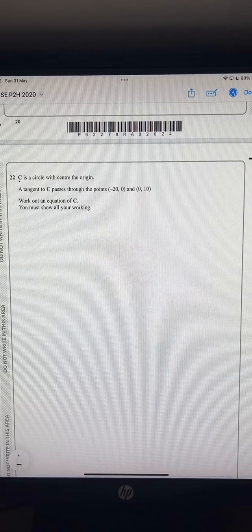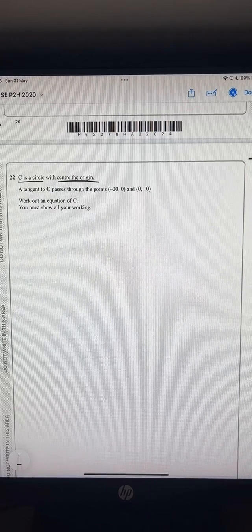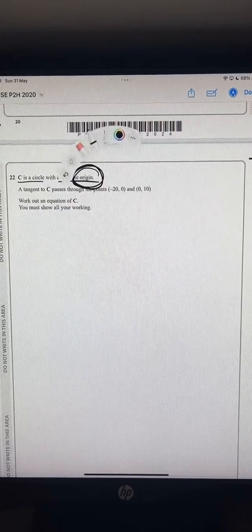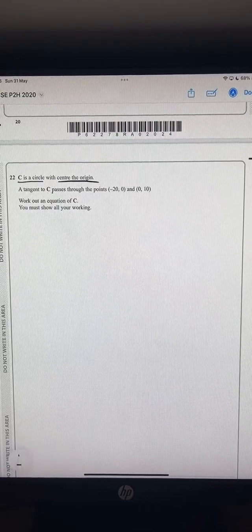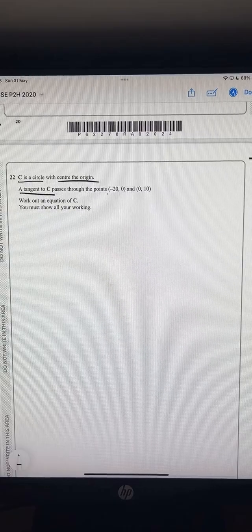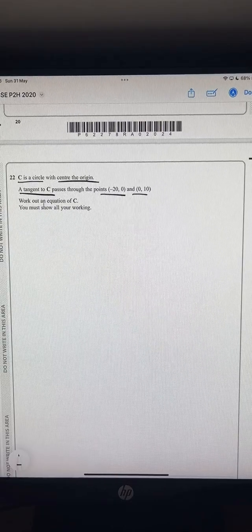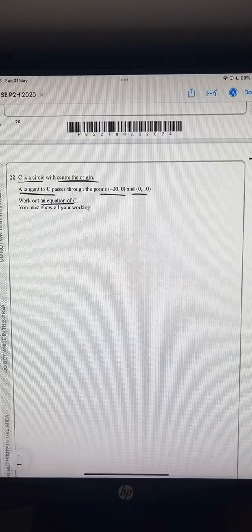Okay, C is a circle with a center at the origin. This makes life so much easier. A tangent to C passes through these points. Work out an equation of C. It's fine, it just seems long. It is, but it is not too bad.